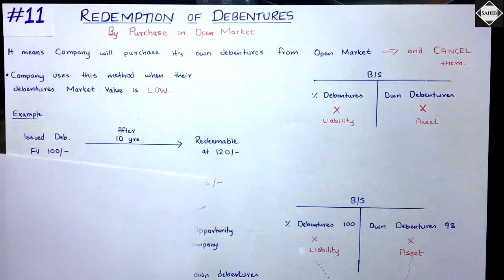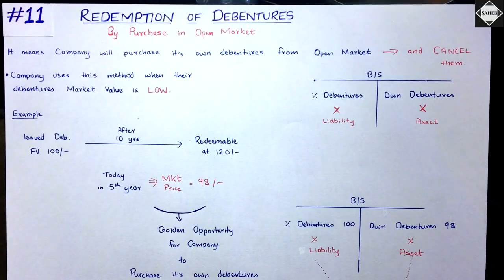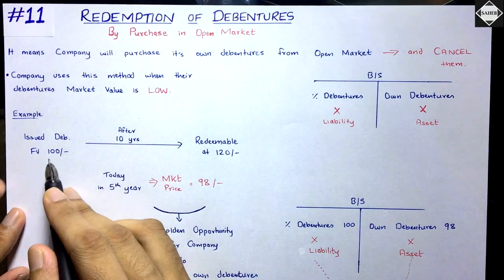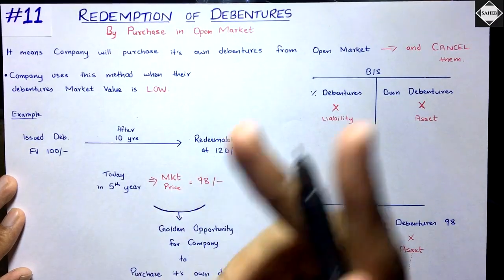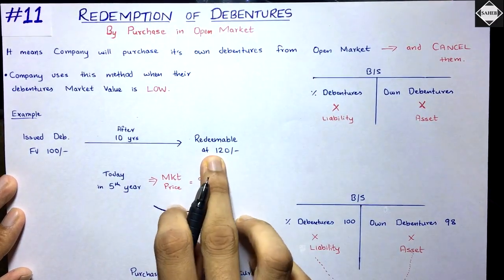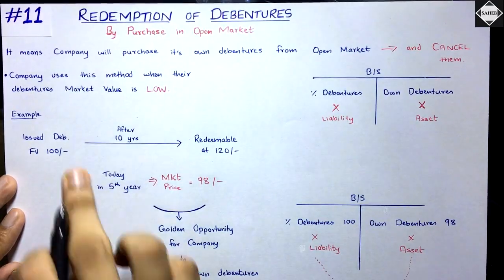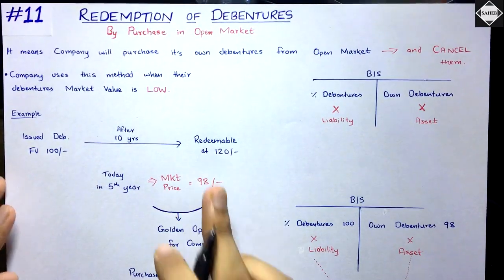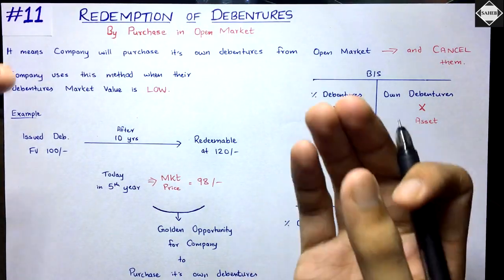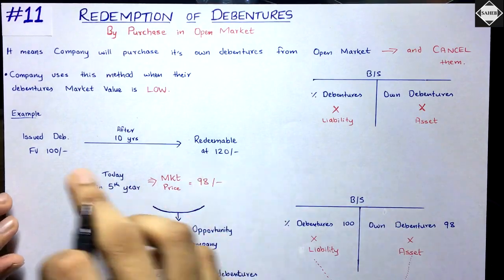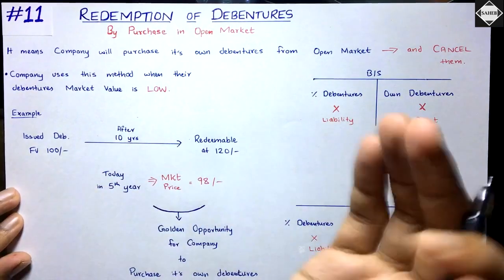See, it's very simple. For example, let's say the company issued the debentures at the face value of 100, and after 10 years it is redeemable at rupees 120. 20 rupees extra will be paid to the debenture holders at the maturity after 10 years. Now in the deed, in the debenture certificate, it will be mentioned exactly when the company will have the power to purchase the debentures from the open market back.